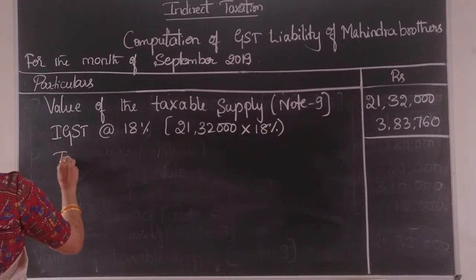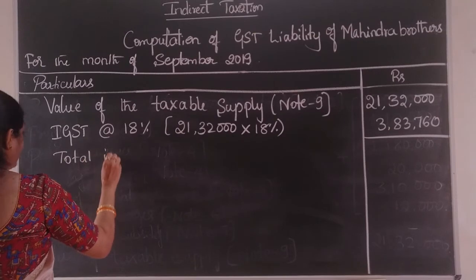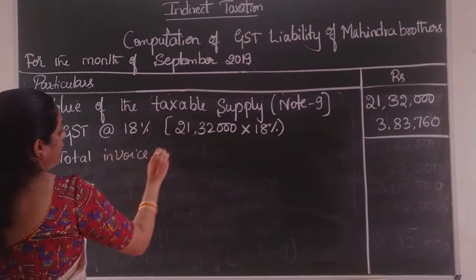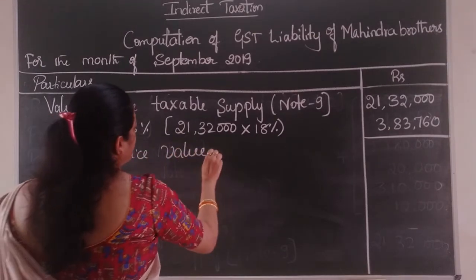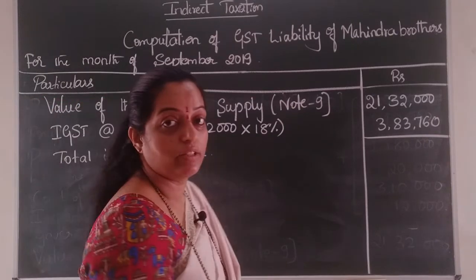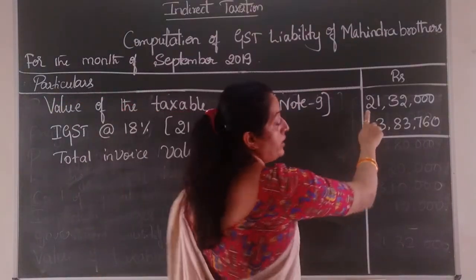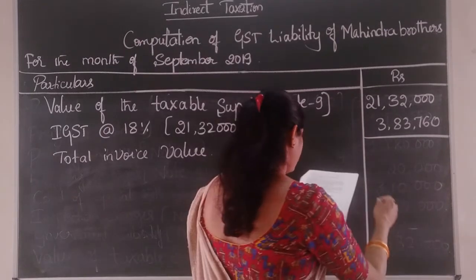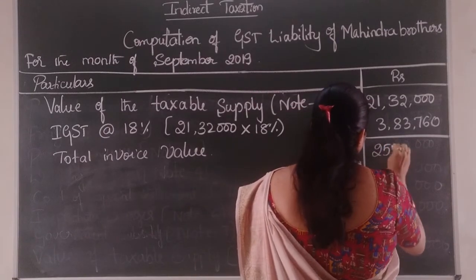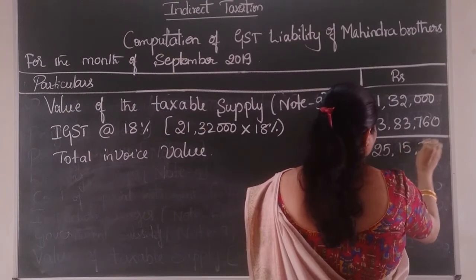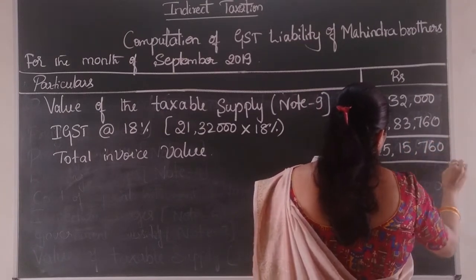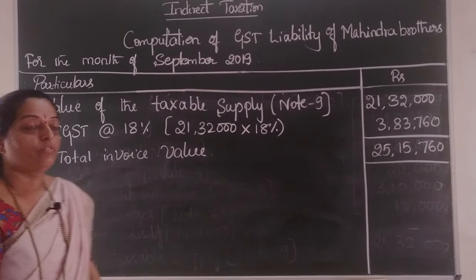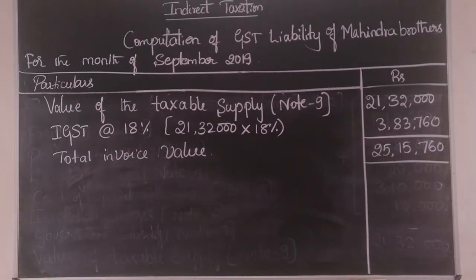So total invoice value: you should add these two amounts, 21 lakh 32,000 plus 3 lakh 83,760, which gives you 25 lakh 15,760.